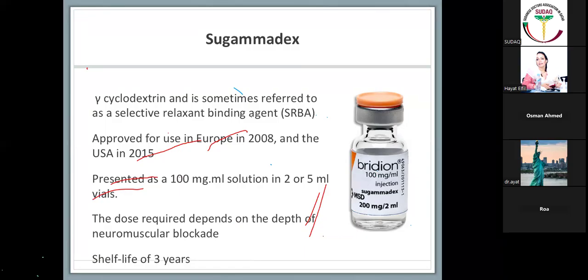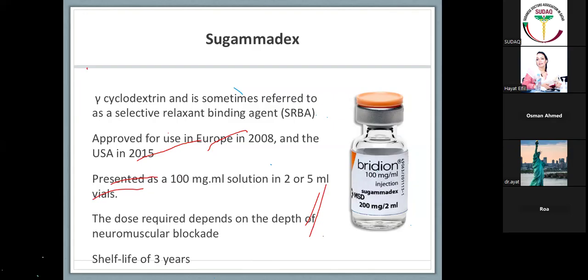It is a gamma cyclodextrin and is sometimes referred to as a selective relaxant binding agent. It is presented as a 100 mg per ml solution in 2 or 5 ml vials. The dose required depends on the depth of the neuromuscular blockade, as we'll see shortly. And the shelf life is around 3 years. Okay, so Sugammadex, we will see in a minute.